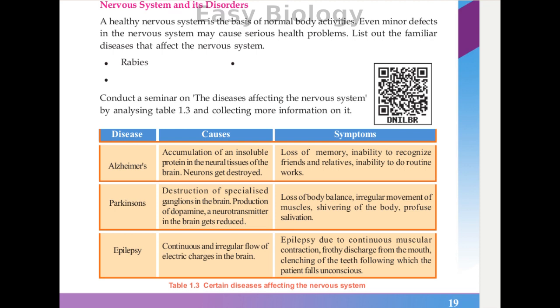The causes of epilepsy are continuous and irregular electric charges in the brain. And the symptoms are continuous muscular contraction, frothy discharge from the mouth, and clenching of the body. The patient falls unconscious.